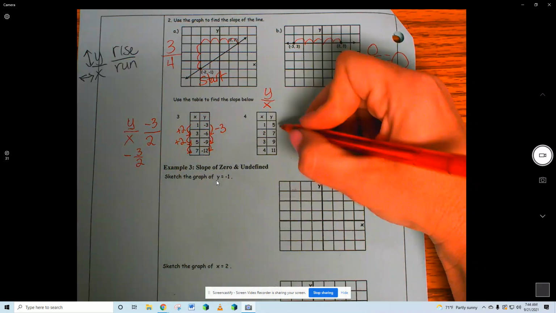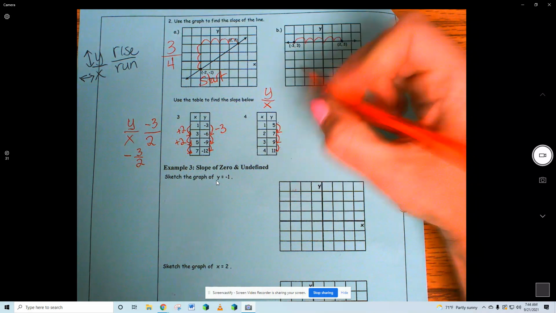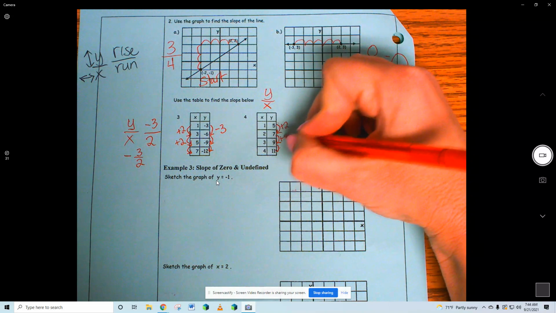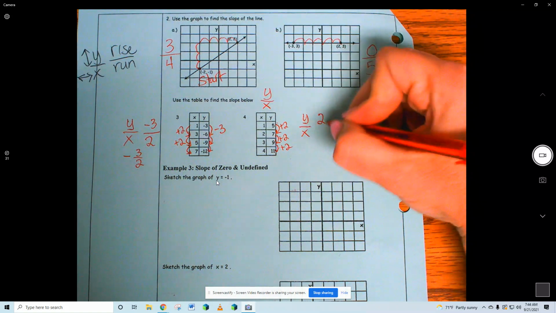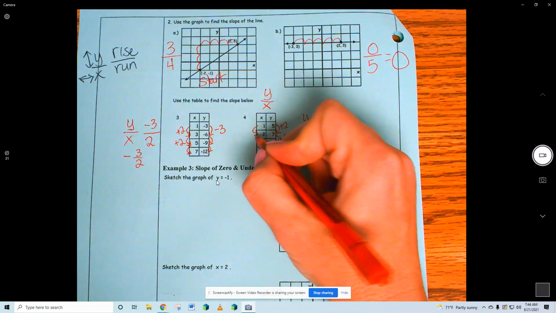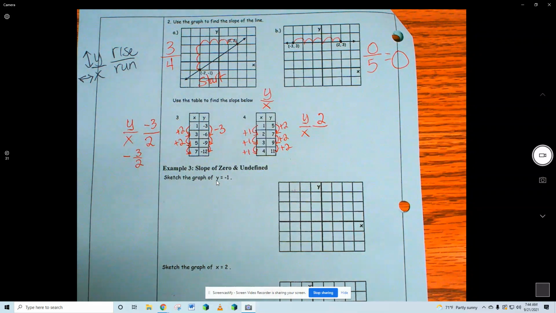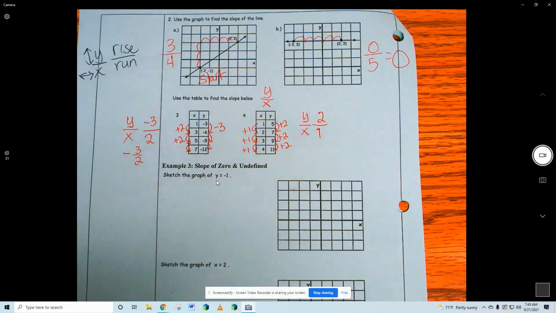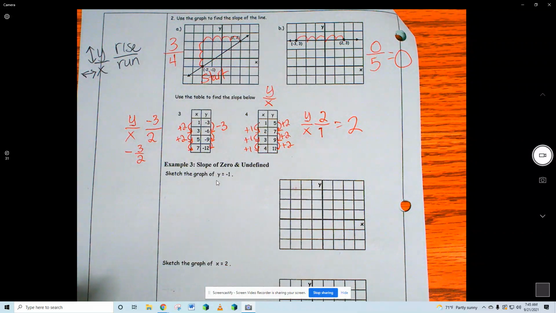Number 4, how are my y's changing? 5 to 7, 7 to 9, 9 to 11, plus 2. How are my x's changing? Plus 1, plus 1, plus 1. And I could easily just write that my slope is 2. If I need fraction form, 2 over 1. If I don't need fraction form, 2.